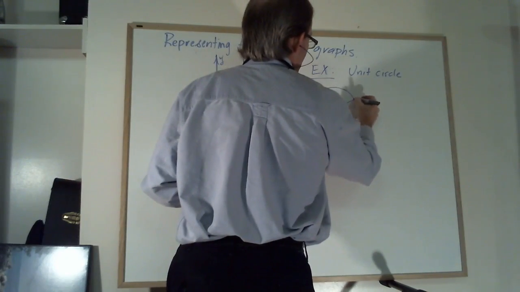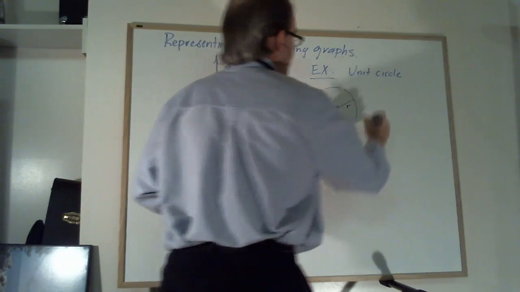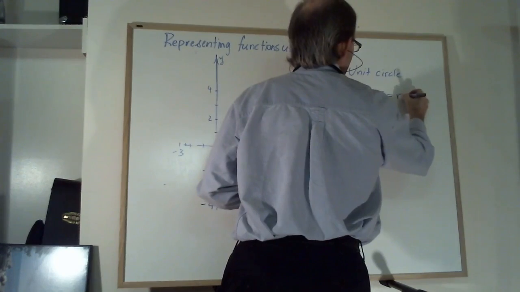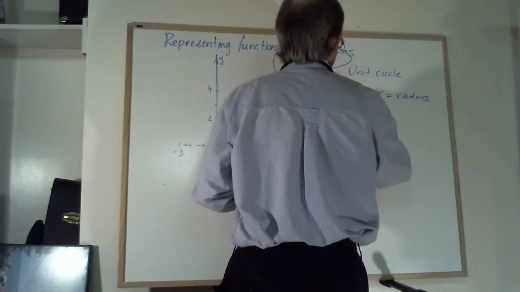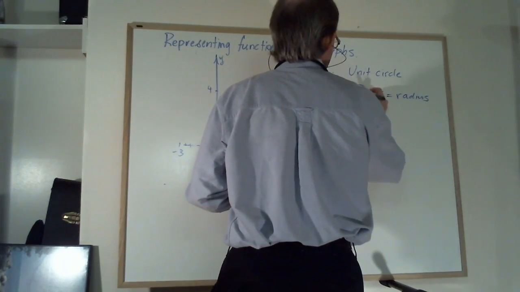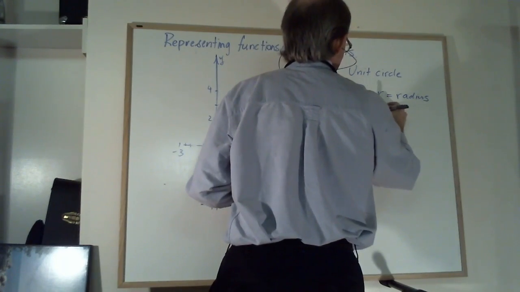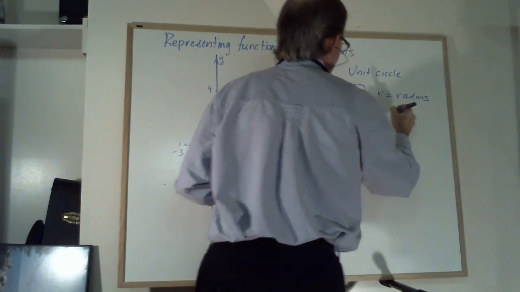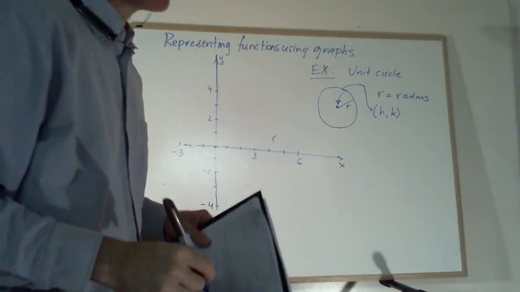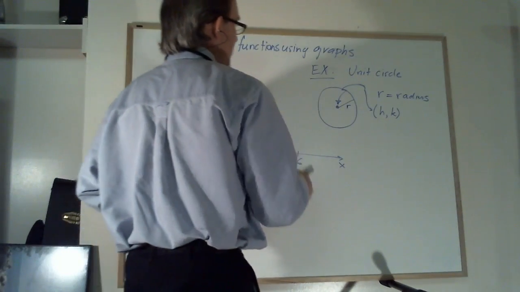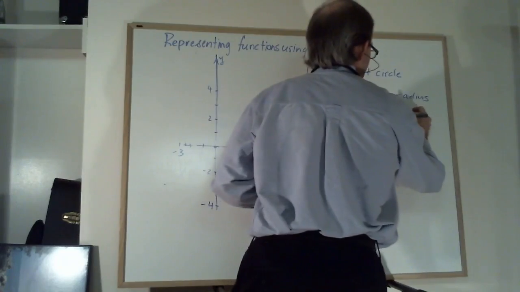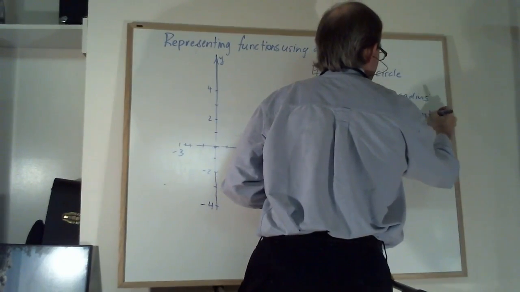So that fixed distance is called the radius, and the point in the middle, which will usually be given by (h, k) in Cartesian coordinates, if you draw a graph of that, is called the center of the circle.